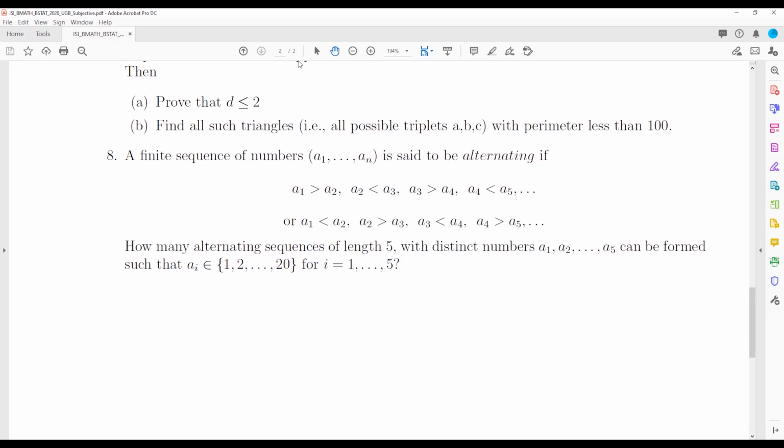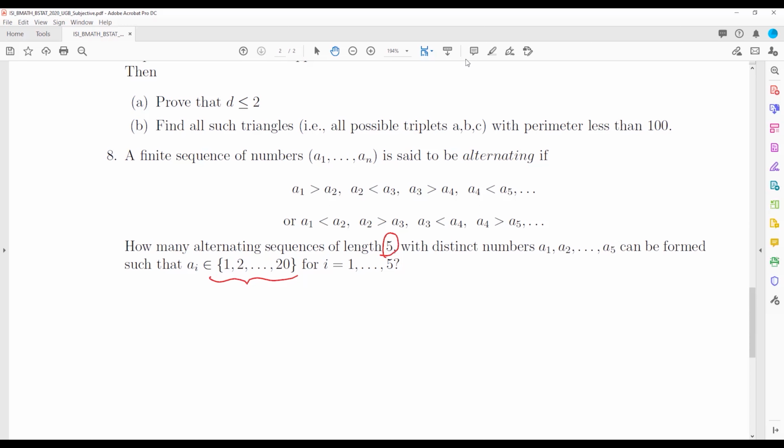And the question is asking how many alternating sequences of length 5 are there with distinct numbers a1, a2 till a5. And now those a_i can be chosen from 1 to 20. Okay, so this is length 5, now we will generalize it for any length n. We will take any n numbers and find how many alternating sequences are possible with n distinct numbers. And then from any set you can take those n numbers.